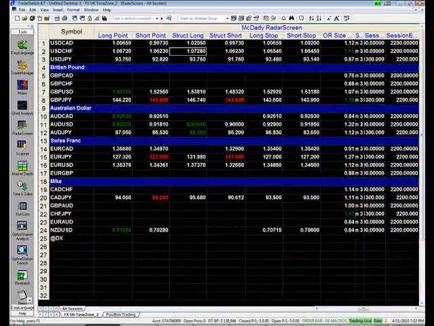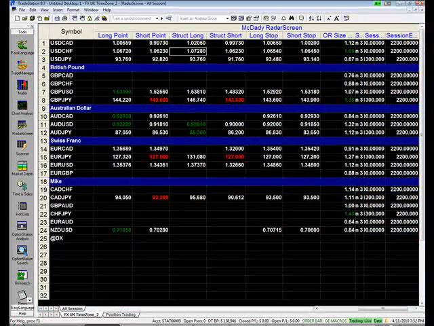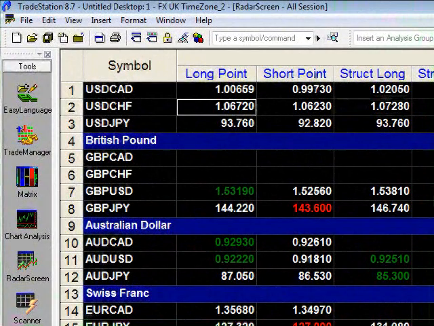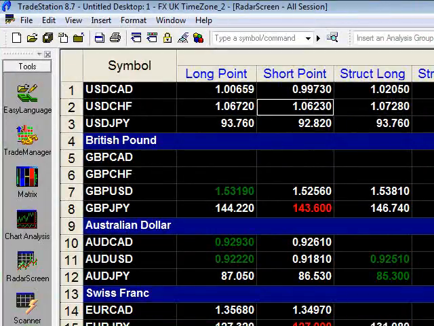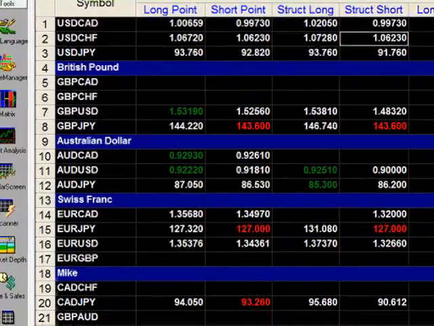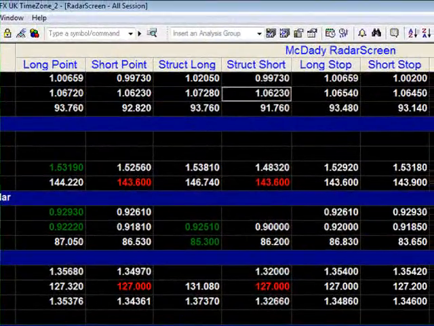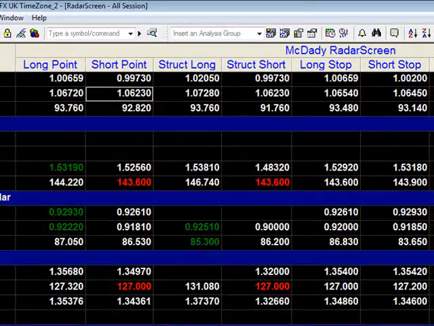Okay, these are the stops. These are the positions for the dollar Swiss. We're going to go long above 106.72. We're going to go short below 106.23. The structure long is 107.28. The structure short is the same as the short point, 106.23.